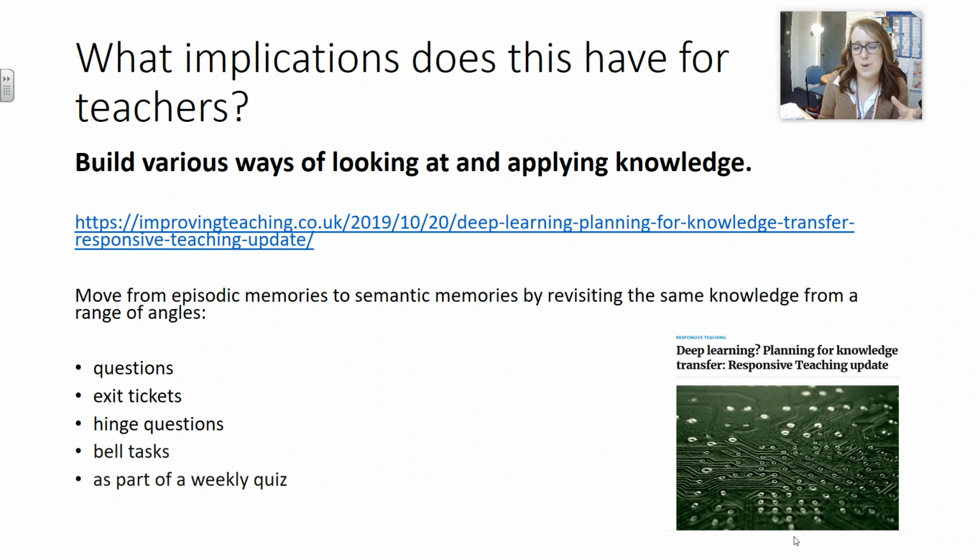And this article suggests you can never have enough different ways of looking at a type of knowledge. So different ways that the knowledge is asked through a question. They mention exit tickets, which we don't really talk about as much at Fulford, but there might be things that you're doing that are similar to an exit ticket, like a question that you're answering as you leave. Those hinge questions during the learning process, the bell tasks, maybe as part of those retrieval weekly quizzes.